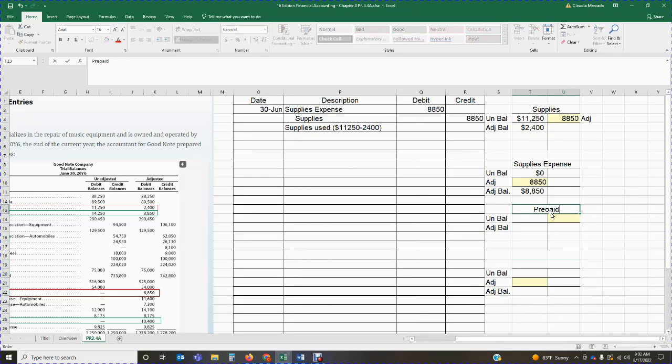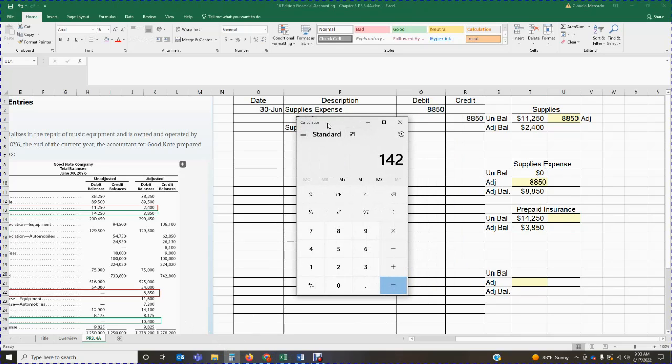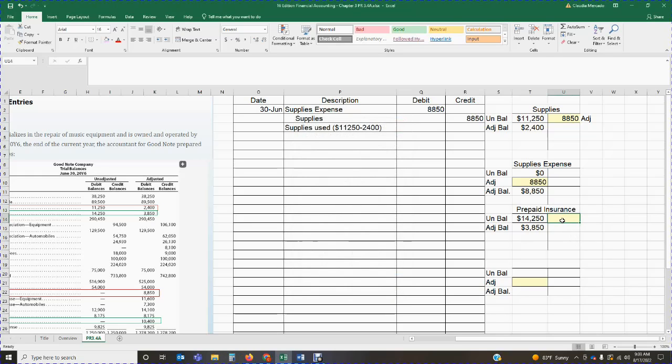So prepaid insurance had an adjusted balance of $14,250. We ended up with a balance of $38.50. So we need to figure out how much we used. We had already figured out that we had used $14,250 minus $38.50. We used up $10,400. We have to record an entry to record that insurance that was used up during the period. Now we need to offset it against the expense, insurance expense.